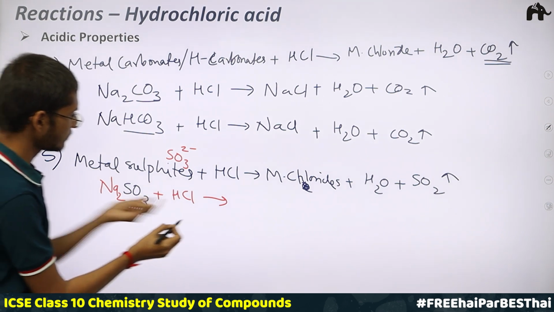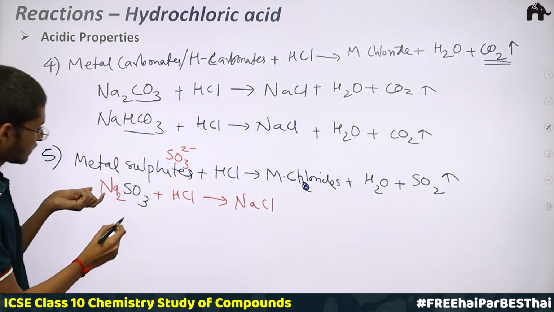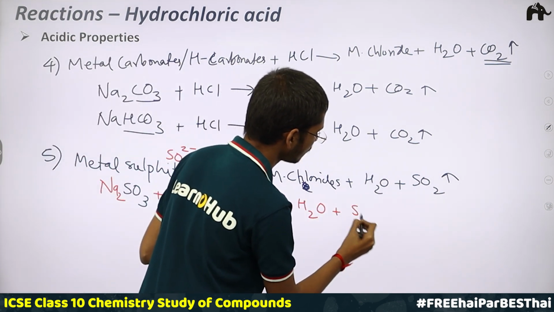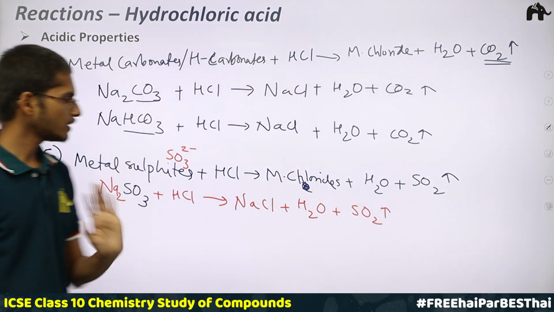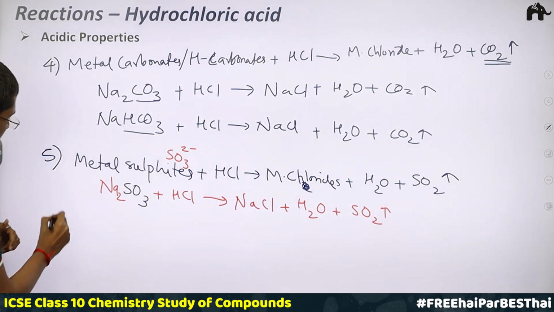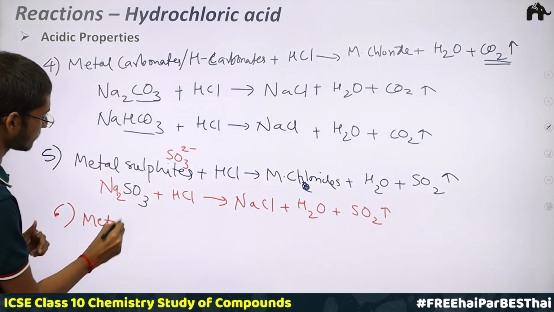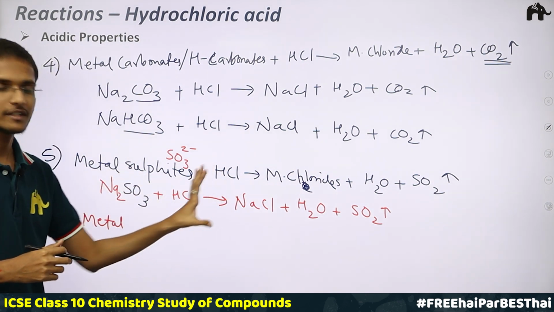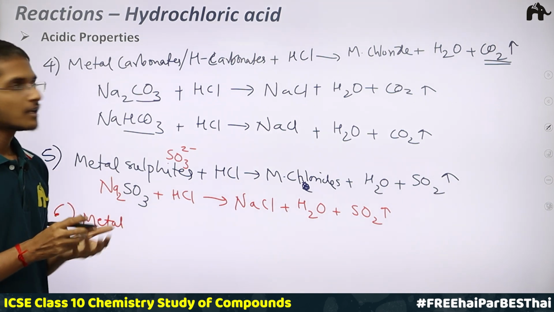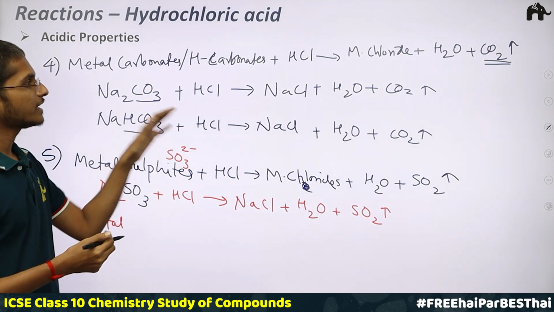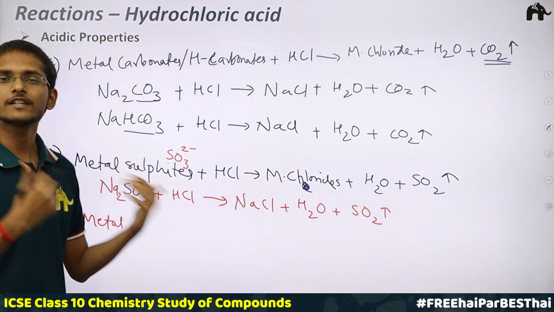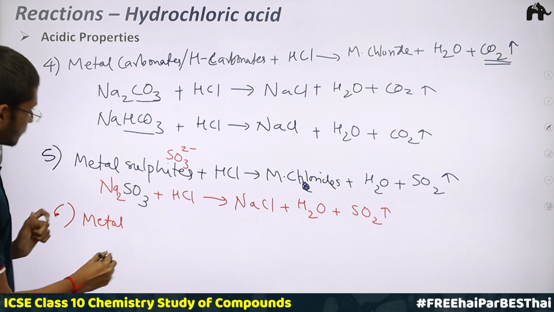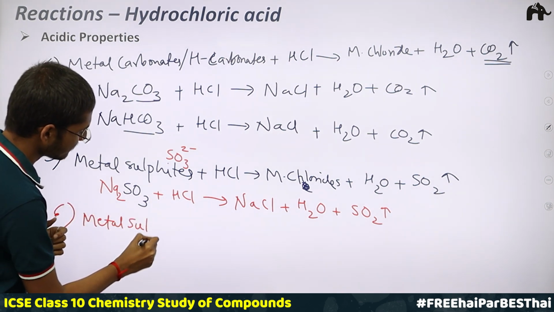So what would be formed? NaCl, the metallic chloride, and then H2O, and SO2 gas would be released. You balance it on your own, that's very easy. And then lastly, the acidic properties, the last reaction. We have to remember only this much of the reactions for the acidic property, because truly speaking, HCl won't get satisfied, it would react and react and react. But till this point only we have to study the reactions for the acidic properties, the last one being metal sulfides.